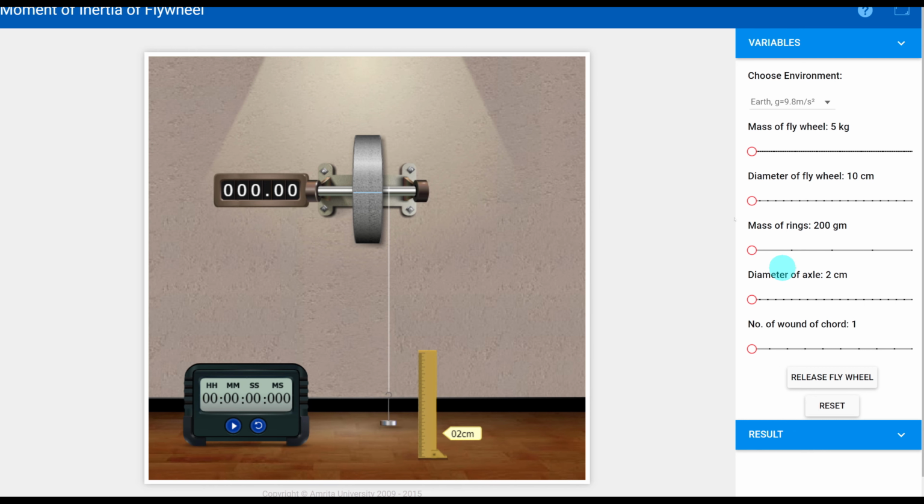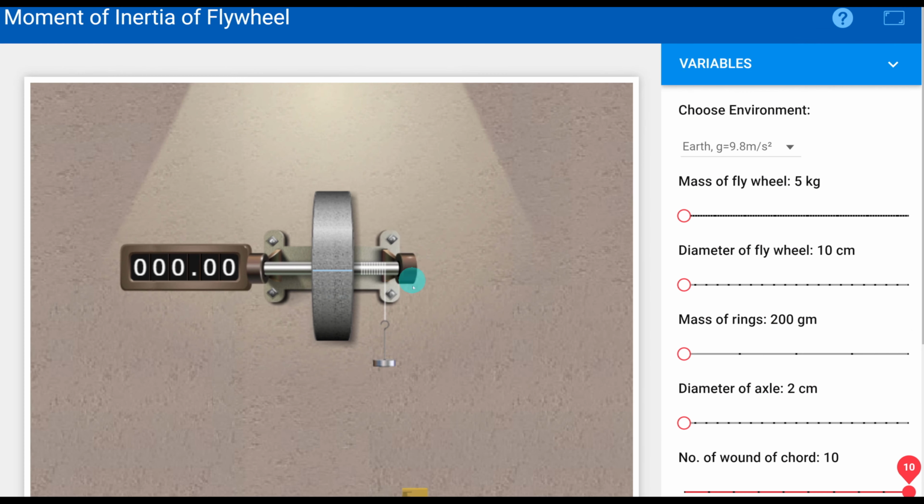So now here you see that in real life you can fix some of the values. As you can see, 5 kilogram is kept here. The diameter of the flywheel is 10 centimeter, and you are going to start the experiment with 200 gram of mass. And all the things are there, and how many number of times you are going to wind it. Right now it is 1 here. I'll increase it here, and that should be visible there. Now can you see that it is wound 10 times, right?